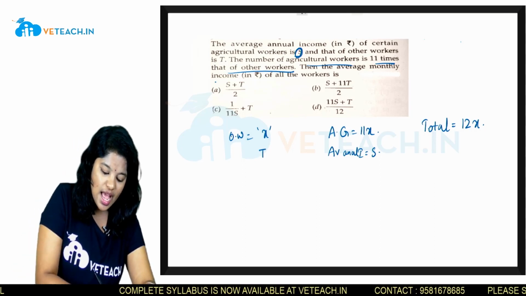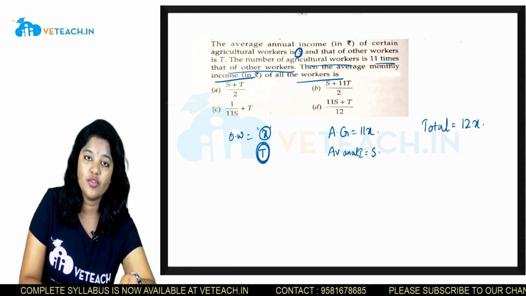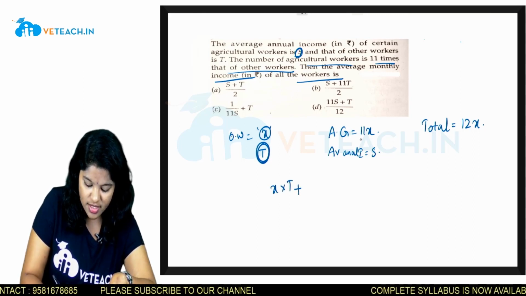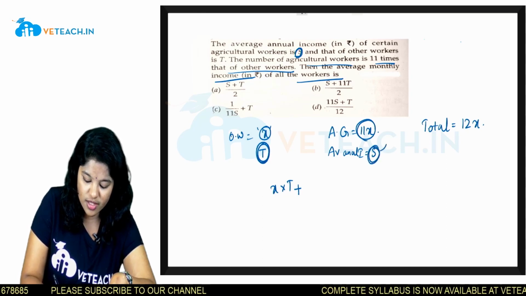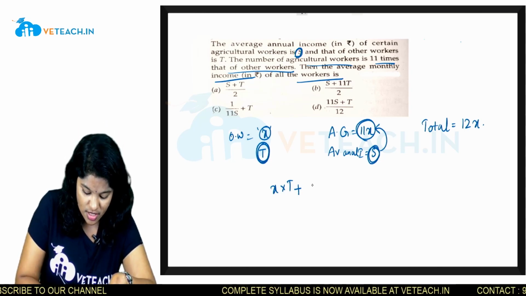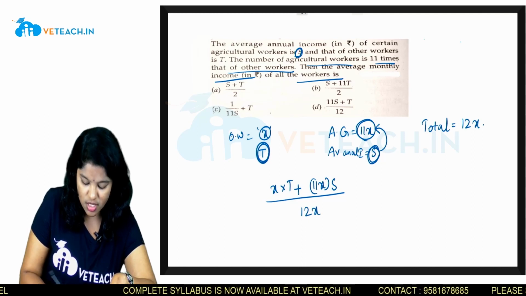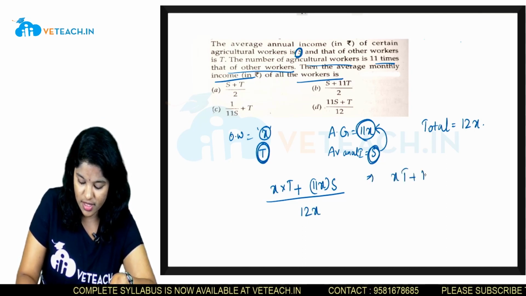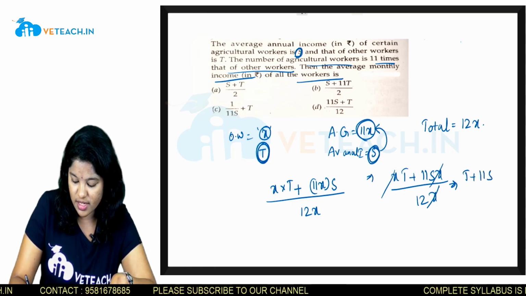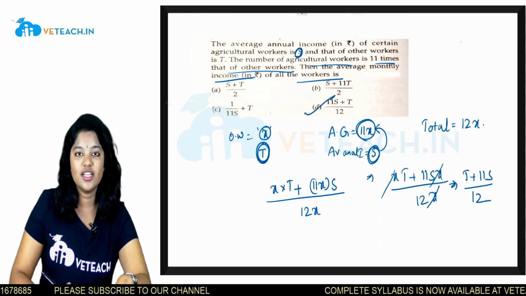Now we have to find the average income of all workers. X into T gives the total income of the other workers, plus 11X into S gives the total annual income of the agricultural workers, divided by the total number of workers, which is 12X. So that equals (XT plus 11SX) by 12X. X is common in all the terms, so cancel it out. We get (T plus 11S) by 12, so option D is our correct answer.